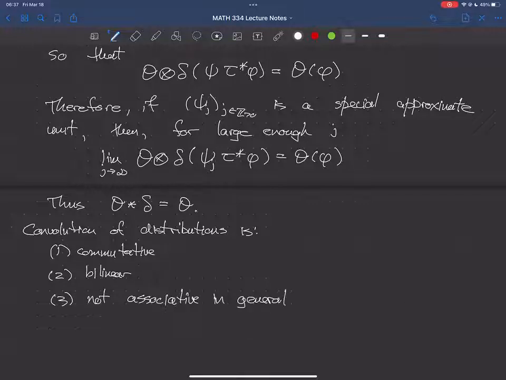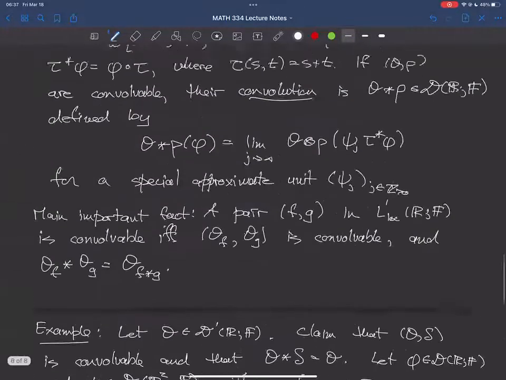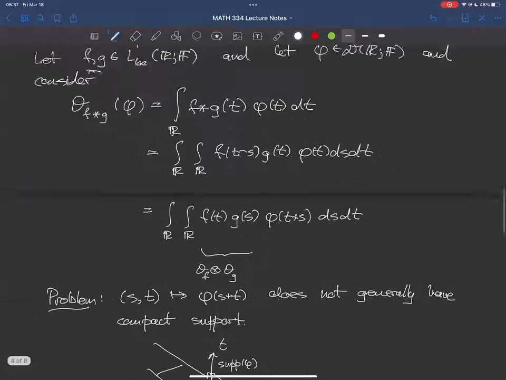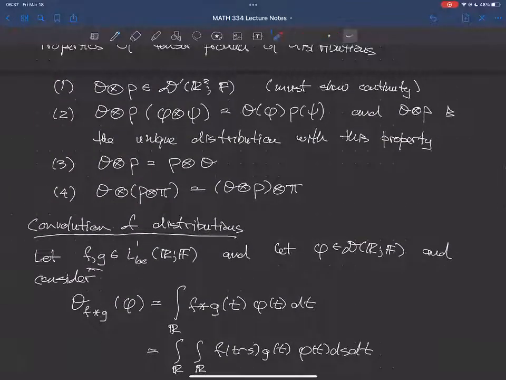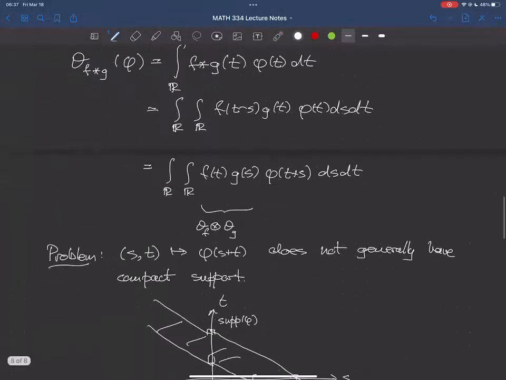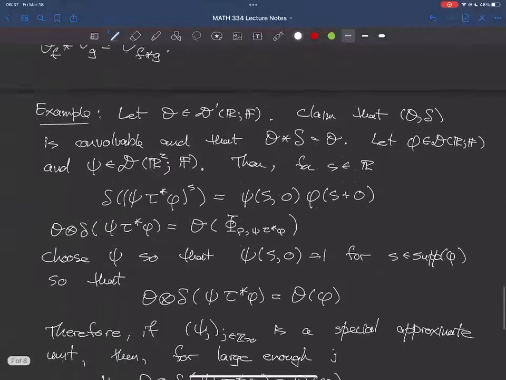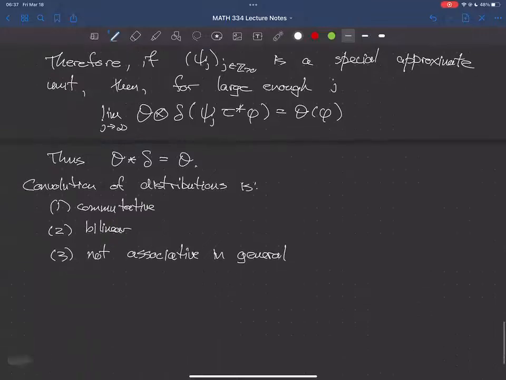So you can come up with three distributions for which associativity fails. Up here the tensor product was associative, but this property does not hold for convolution. So this is rather like what happens with convolution of signals.